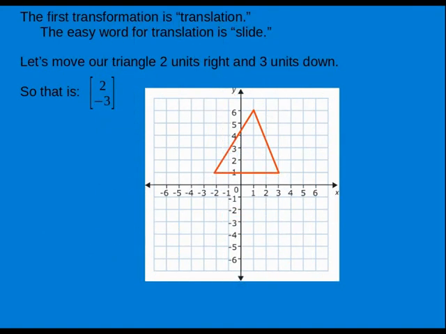The first transformation we're going to talk about is translation, and the easy word for this is slide. So let's move our triangle 2 units to the right and 3 units down. This translation can be shown with the matrix of 2 over -3. So there it is. That new triangle is the result after the translation.